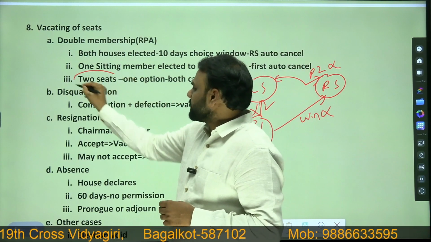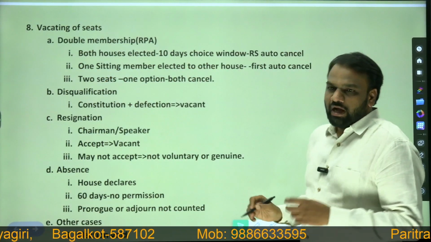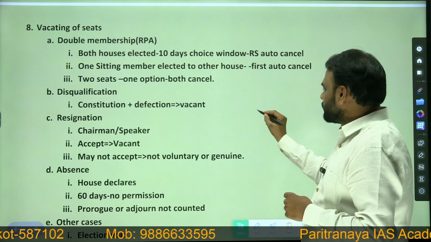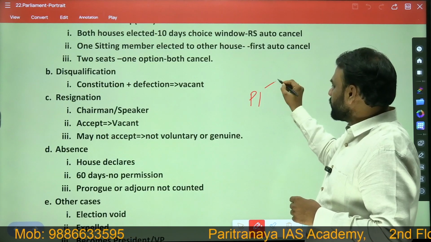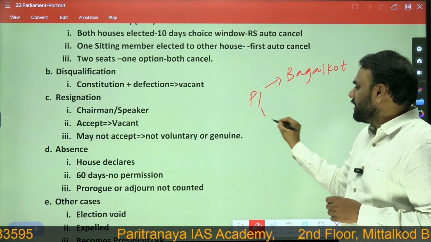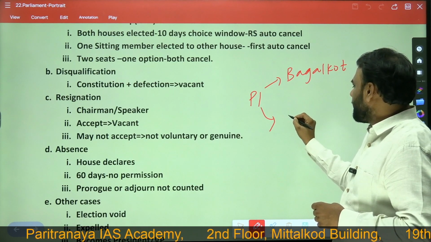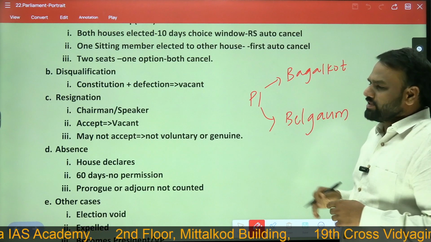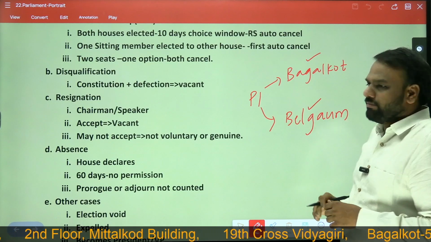Next, 2 seats, one option, both cancel. So what does it mean? A person can contest from a maximum of 2 constituencies. Let us assume person 1 has contested in the election from Bagalkot, and also from another constituency, let us assume Belgaum. I have taken Karnataka as an example. So I have taken 2 constituencies. If the same person 1 contests from both Bagalkot and Belgaum, and wins in both places, then what happens?